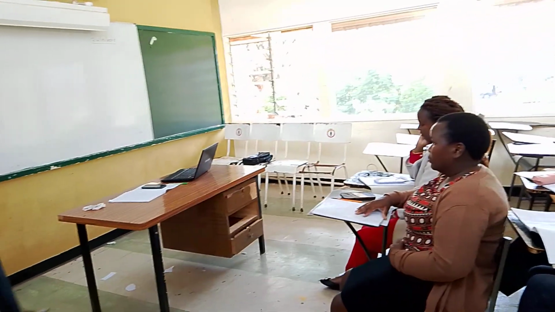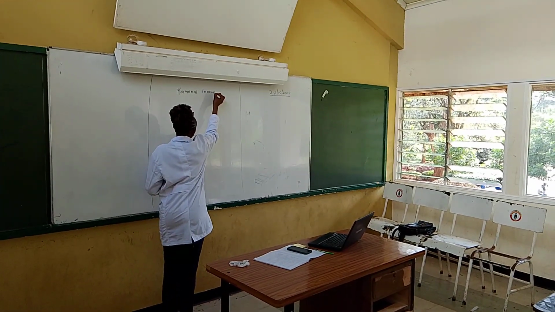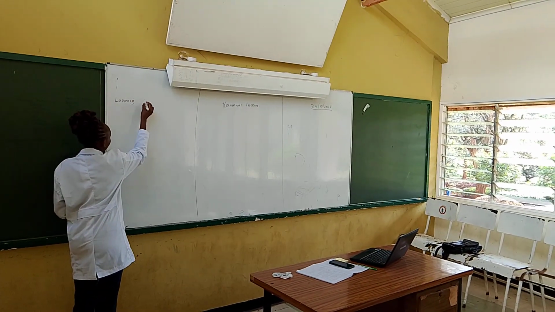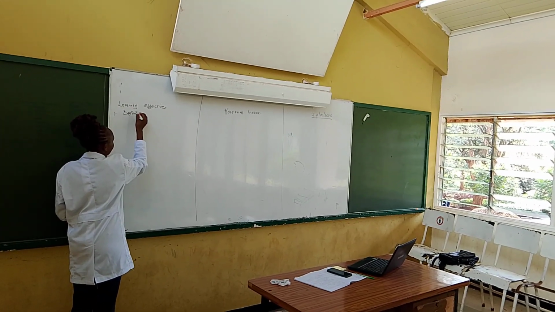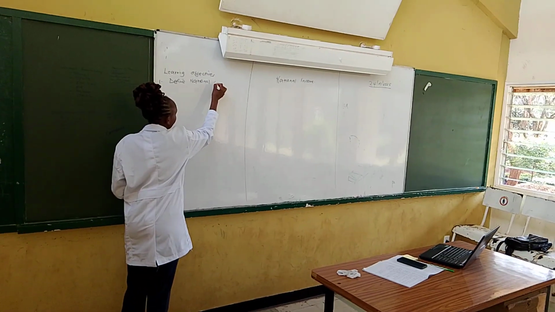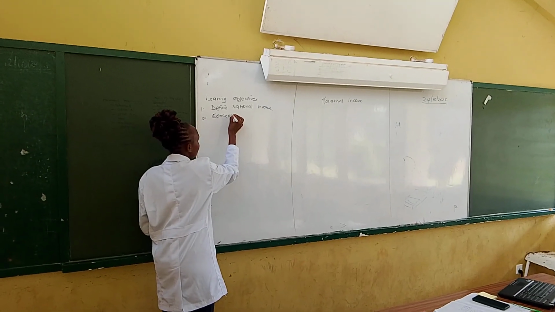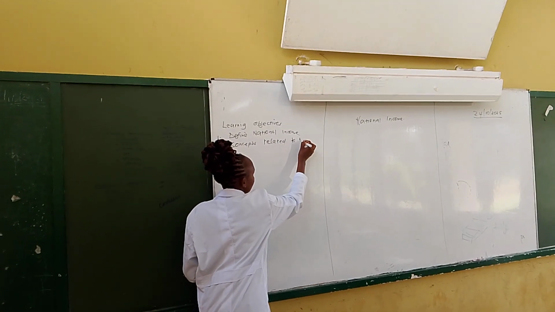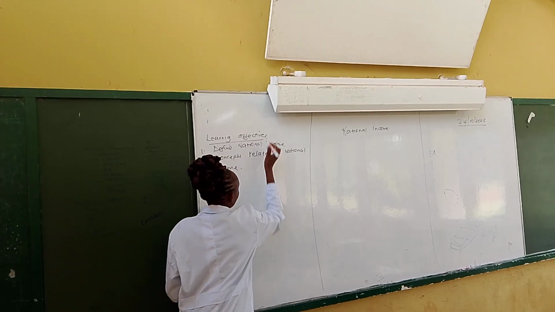So that's very good. So today I want us to look at another topic on national income. Our learning objectives today: One, we shall be able to define what national income is. Two, we shall look at the concepts related to national income.